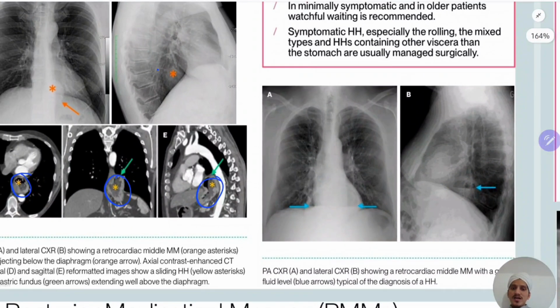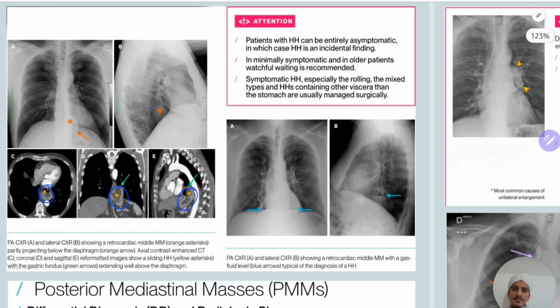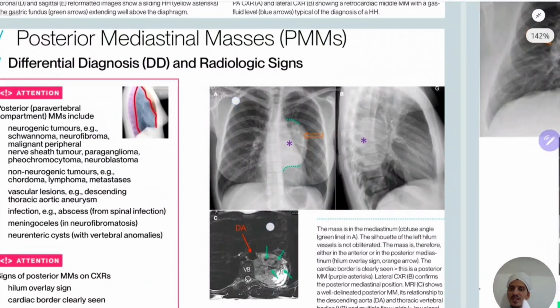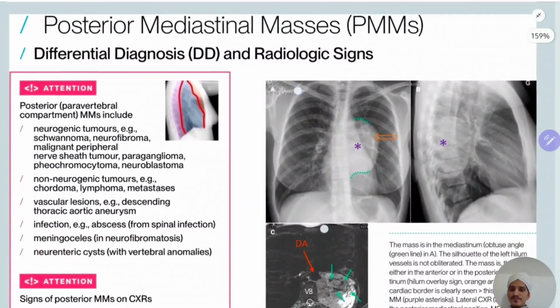That's about one more middle mediastinal mass. The previous one was lipoma. This is hiatus hernia. Now the posterior mediastinal mass.